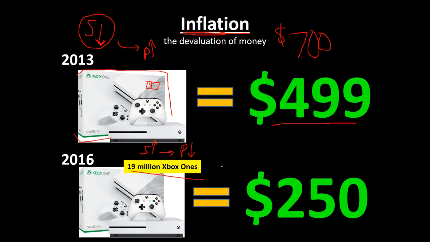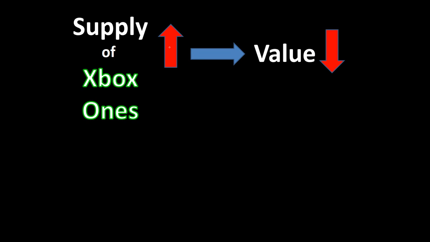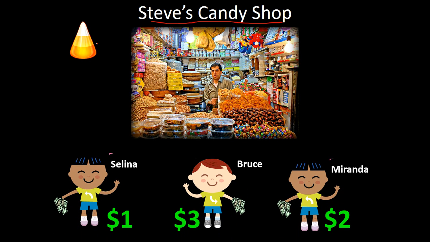Now there are also other things happening here. The supply of Xbox Ones went up, the price went down. Let's go back to our candy explanation. Steve's Candy Shop. I know in the picture he's got a bunch of candy, but let's imagine he's got one piece of candy for sale. This is the one that everybody wants. Everybody loves candy corn. So Selena, Bruce, and Miranda walk into Steve's Candy Shop. Selena's got $1. Bruce has got $3. Miranda's got $2. This is how, theoretically, a market will work.